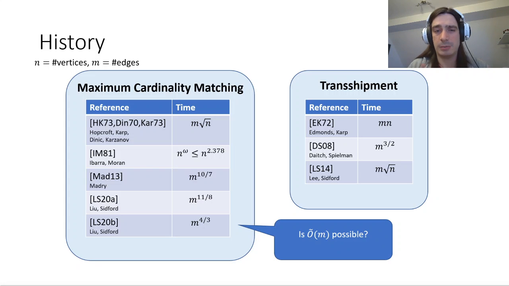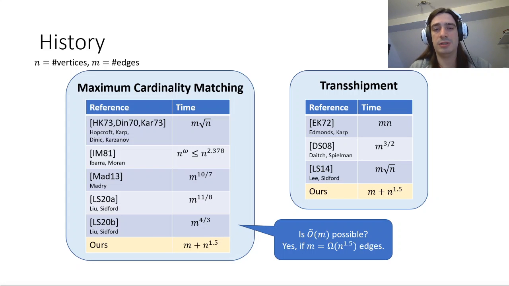And since the exponent decreased over time, it raises the question, is nearly linear time possible? Could the exponent be decreased all the way down to 1? And we show that yes, that is possible if you assume that the graph has at least n to the 1.5 many edges. So we have an upper bound that says you can solve transshipment, maximum cardinality matching, and all of these graph problems that I listed before in m plus n to the 1.5 time, hiding polylog factors.